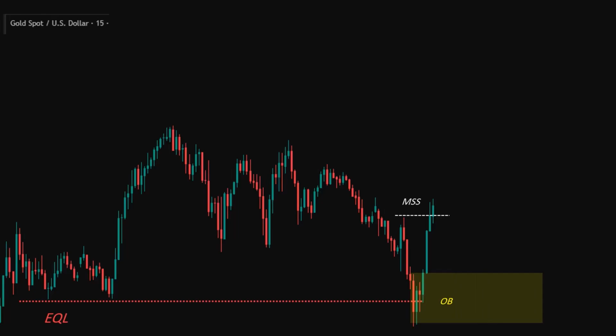Once we've identified the higher time frame order block, the plan is simple: wait for price to retrace and tap into it. Let's roll the chart forward and see what happens. As you can see, price drives lower, tags the zone, and immediately shows signs of rejection.